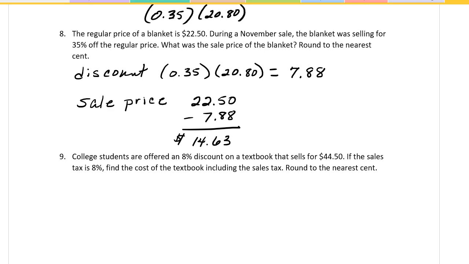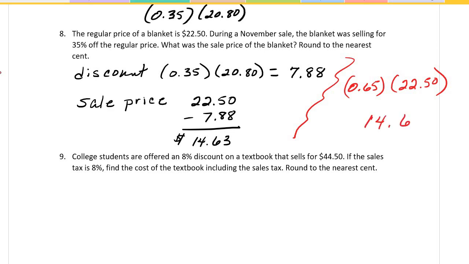Now there is another way to do this problem. We can think of this problem this way. If I'm getting this blanket 35% off, I'm not having to pay 35% of the original price, but I am paying 65% of the original price, right? 100% minus 35% is 65%. So I'm paying 65% of the original price. So I could find 65% of $22.50, and that will give me my sale price of $14.63.